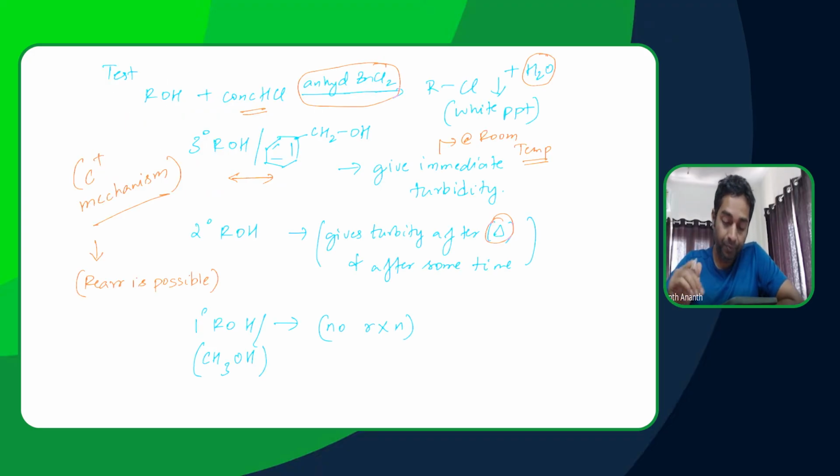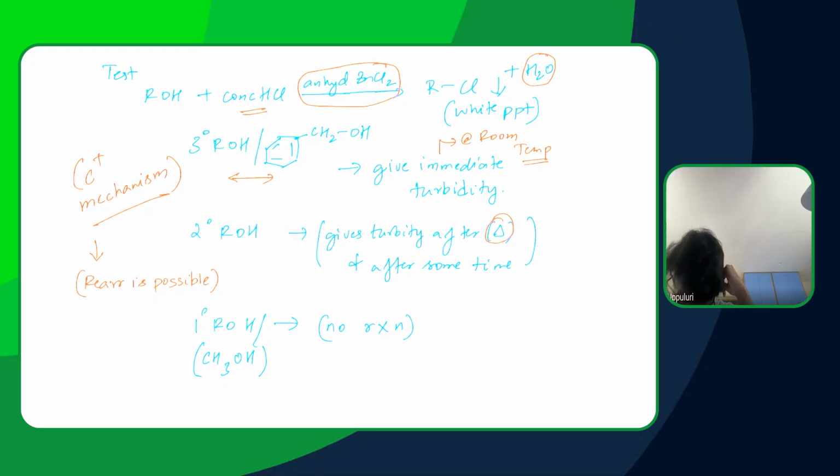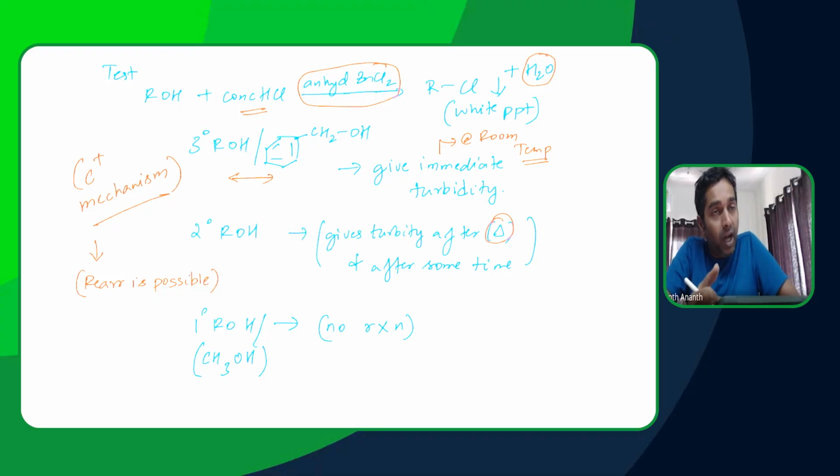Now, coming back to the Lucas test, where was the mechanism? You're going to have H plus attack happening first. You'll get ROH2 plus formed over there. The water molecule gets kicked out, and a carbocation is formed. That is when the rearrangement can happen. So when your carbocation is formed, rearrangement is very much possible here.